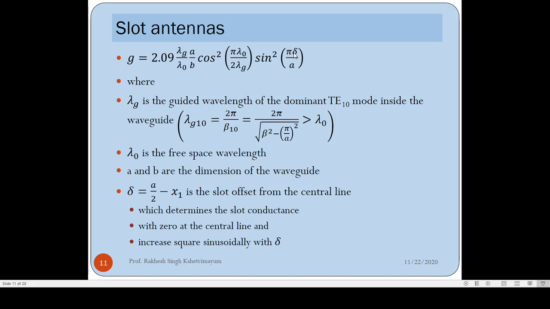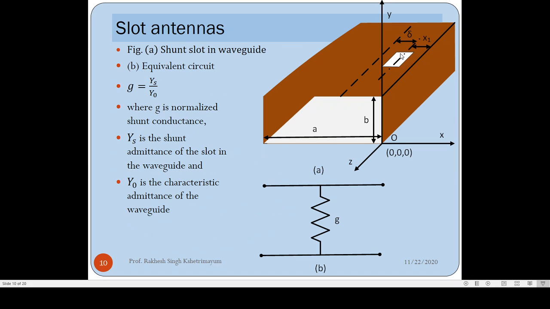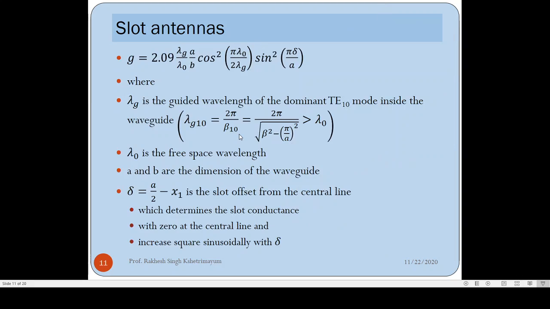Delta is the offset from the central line. See this slot center, how much it has been offset from the central line of the waveguide, that is your delta. So this delta is a very important factor for determining G, which is the normalized conductance.